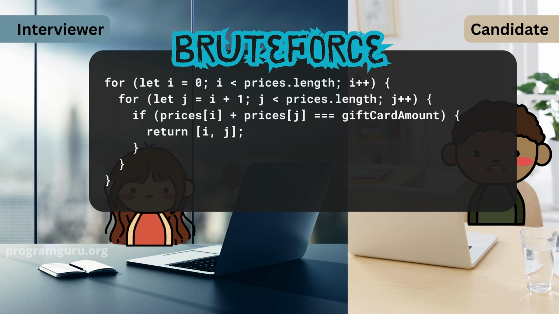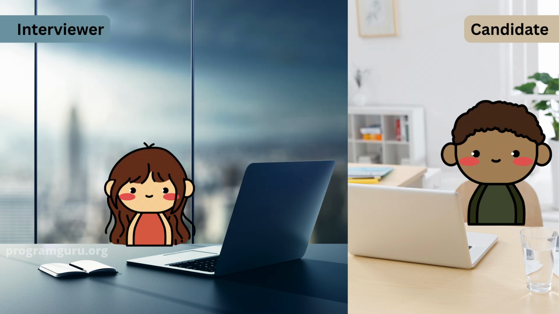Since the problem says there's at least one solution, I don't need to worry about handling multiple results or no solution. This solution checks every possible pair exactly once. The time complexity is O of n squared, where n is the number of items. Works fine for small inputs, but not scalable. Right. Can you improve it?